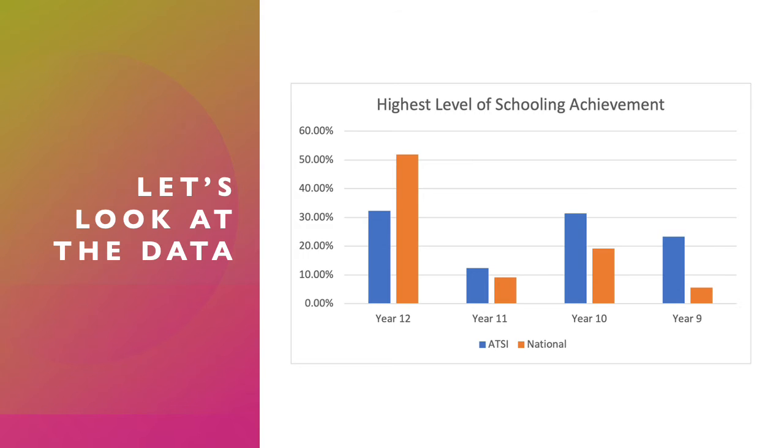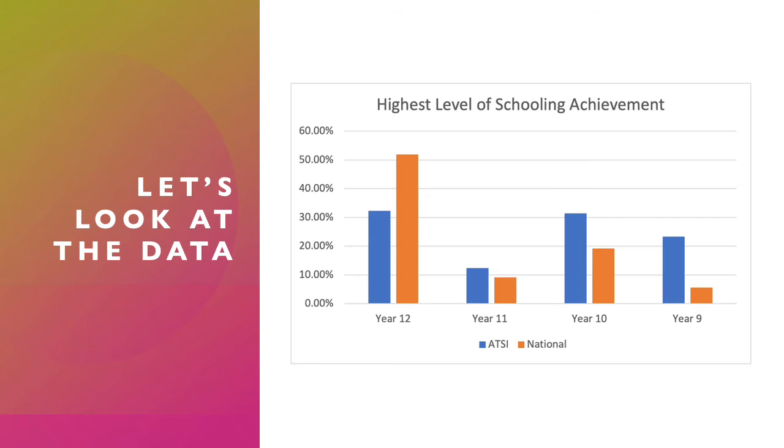Let's look at the available data. The table pictured shows the most up-to-date data available on the highest level of schooling achievement, contrasting Aboriginal and Torres Strait Islander students with the Australian national achievement levels. These sets have been provided by the Australian Bureau of Statistics.